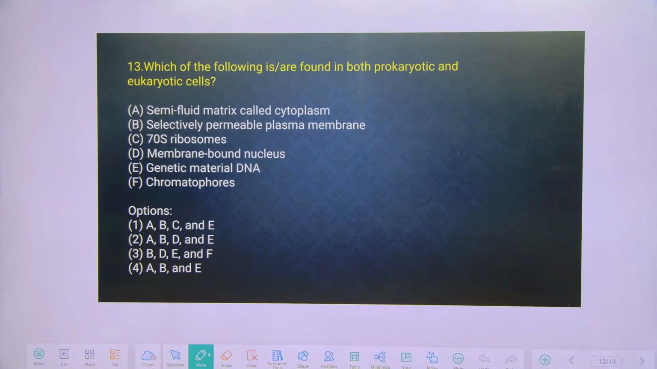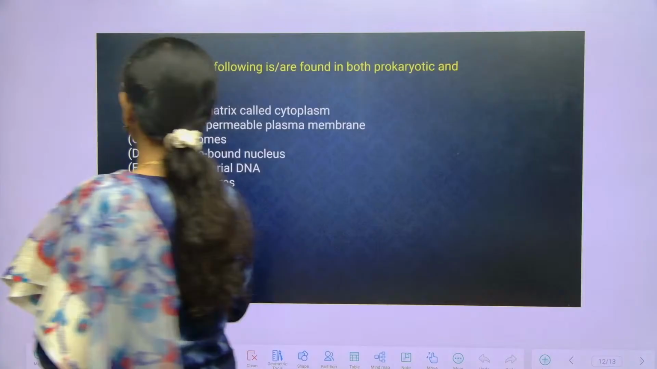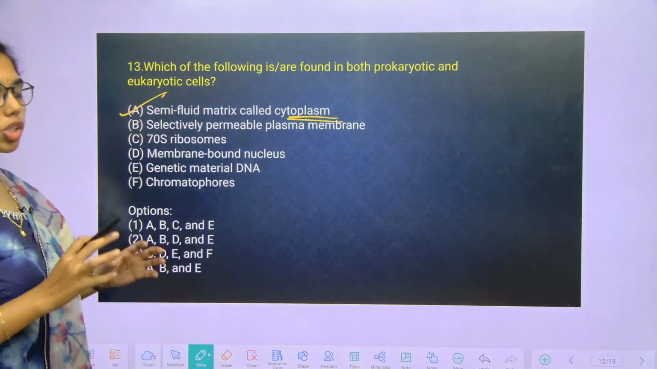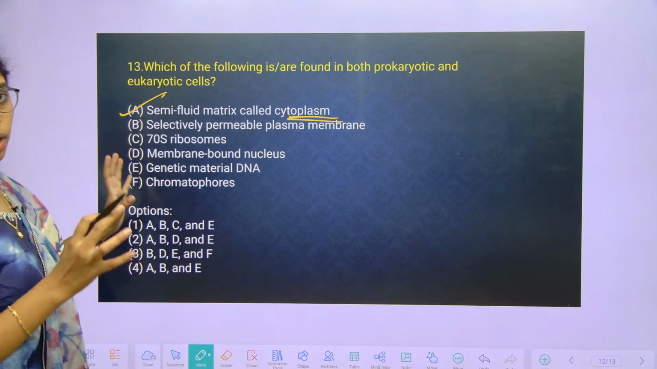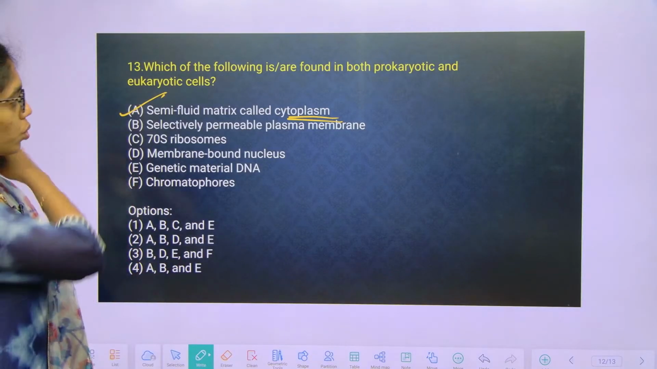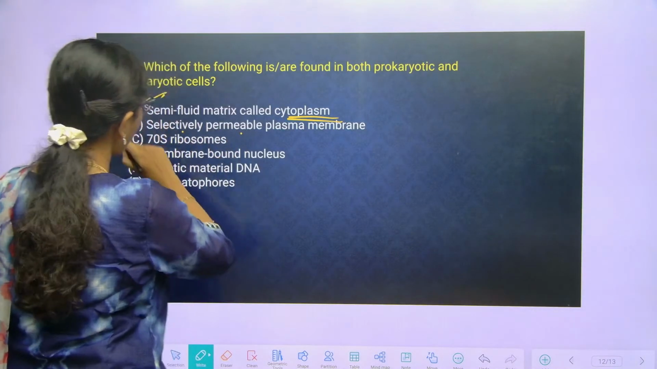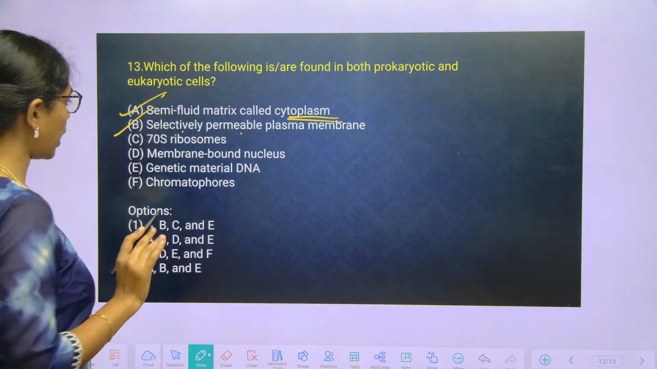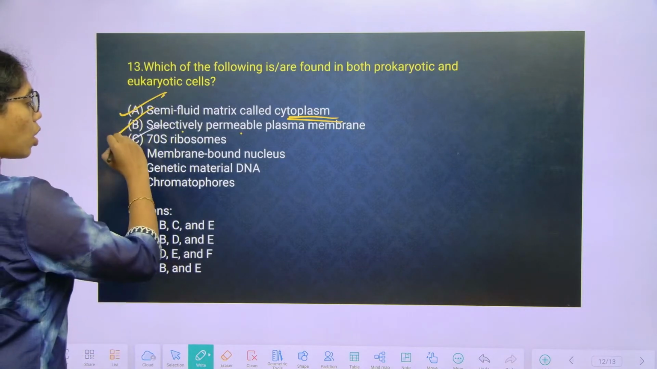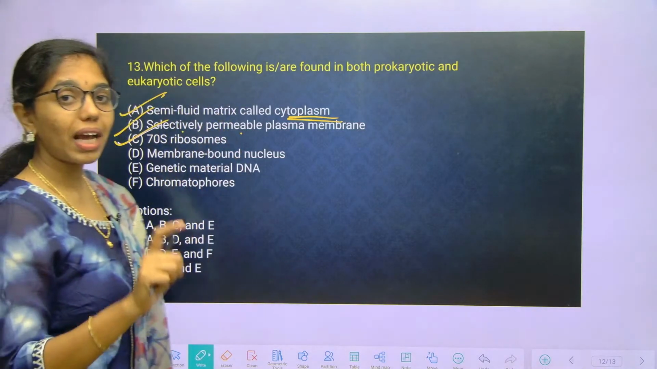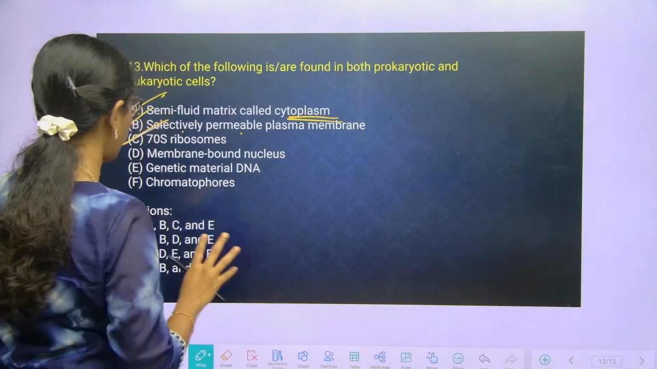This question, you see: which of the following is found both in prokaryotic cell and eukaryotic cell? The semi-fluid matrix, called cytoplasm, yes. The semi-fluid matrix of the cell, which is observed both in prokaryotic and eukaryotic cell, is cytoplasm, which is true. Next, selectively permeable plasma membrane is present both in prokaryotic and eukaryotic cell. 70S ribosomes are also present in both. In eukaryotic cell, in chloroplast and mitochondria you can observe 70S ribosomes.